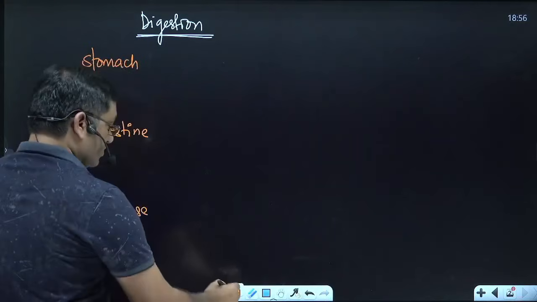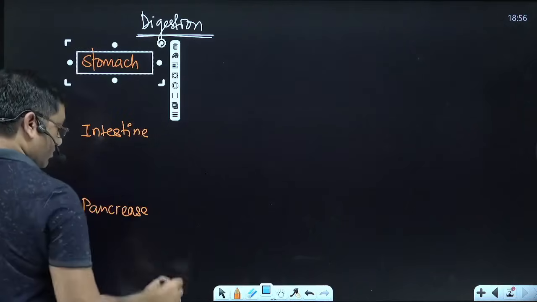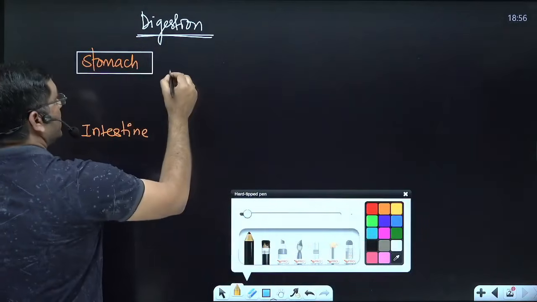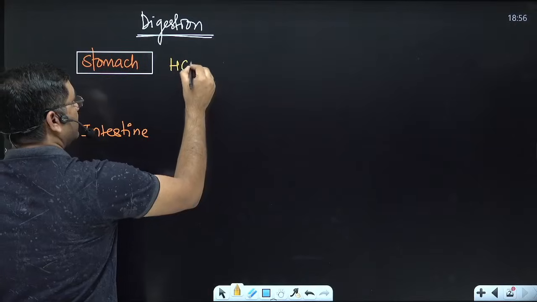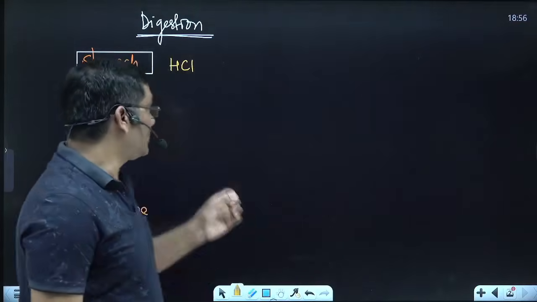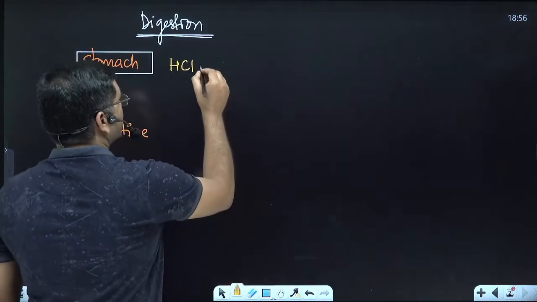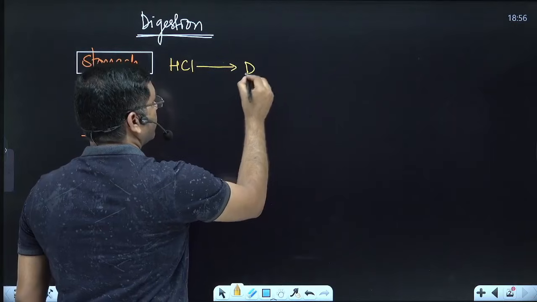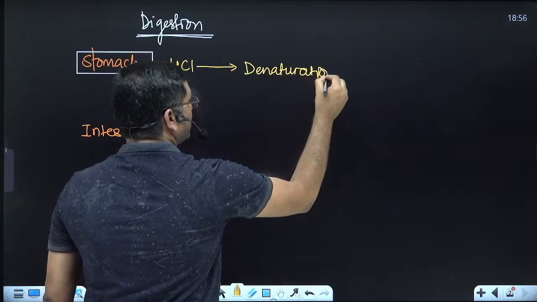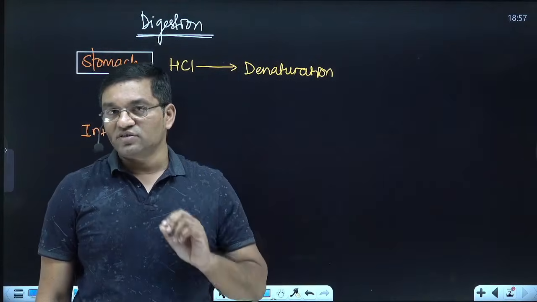Then in the stomach, gastric juice contains hydrochloric acid. There are two important roles of hydrochloric acid. First, it causes the denaturation of the protein. What is the meaning of denaturation? Denaturation means loss of secondary, tertiary and quaternary structure, and only the primary structure remains intact.